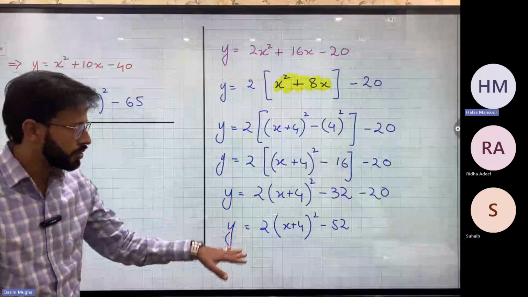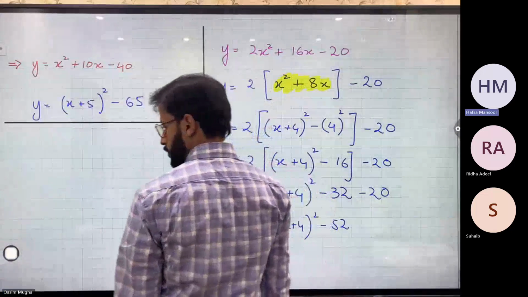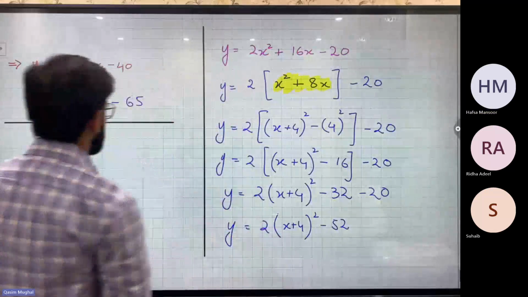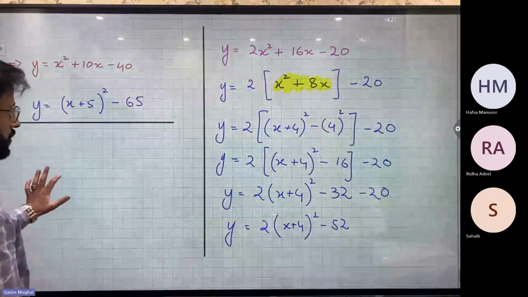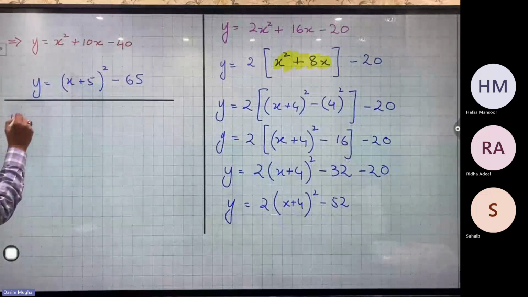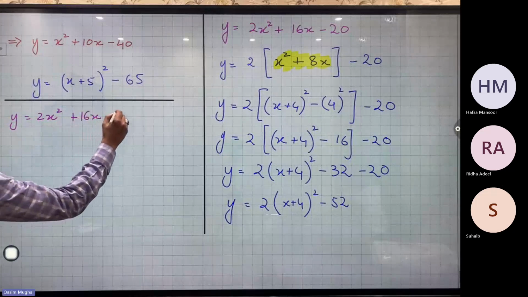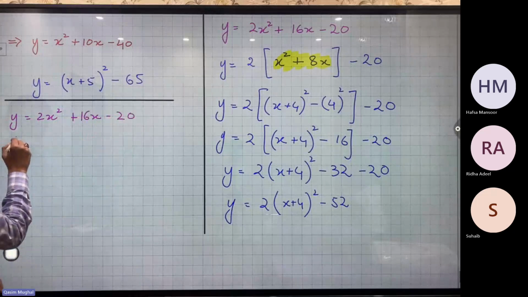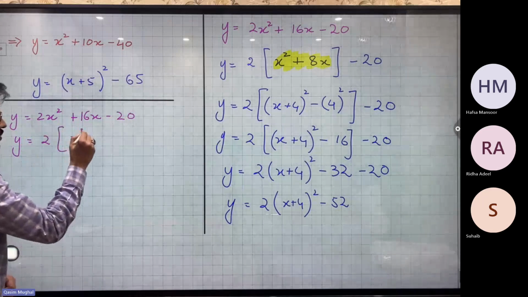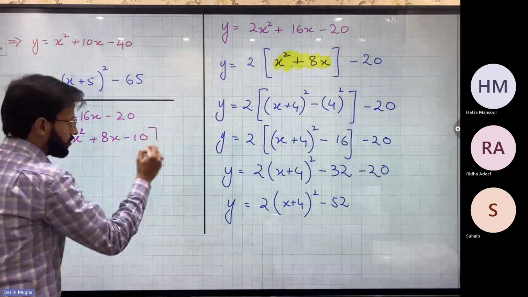We can also do the same thing by taking 2 common in the whole equation. You will get exactly the same answer. Let me try doing that in this space over here. So y equals 2x squared plus 16x minus 20. Now let's just take 2 common from the entire equation. X squared plus 8x minus 10.